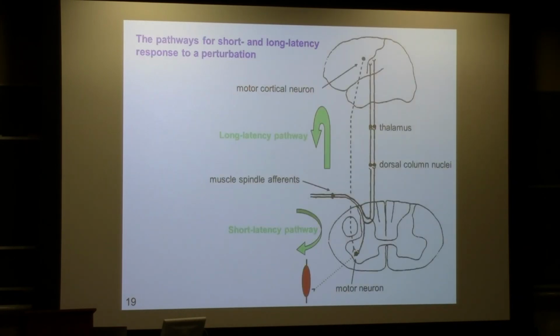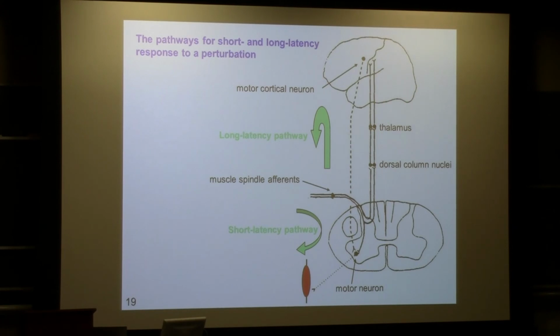Let me show you that pathway and then the time. So here's what that stretch is doing. That stretch is causing the muscle spindles to send a signal to the spinal cord. And there's a direct pathway in the spinal cord that activates a motor neuron and results in contraction of the muscle. That's the short latency pathway, the rapid pathway. Then there is a copy of this that's sent via the brainstem, thalamus, the motor cortex, and then back down from the motor cortex to the motor neuron. This is the long latency pathway.